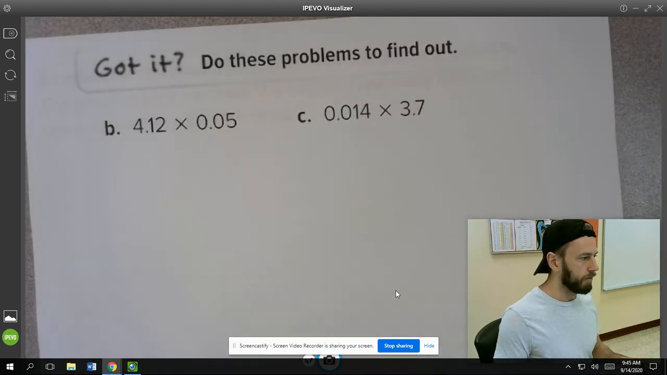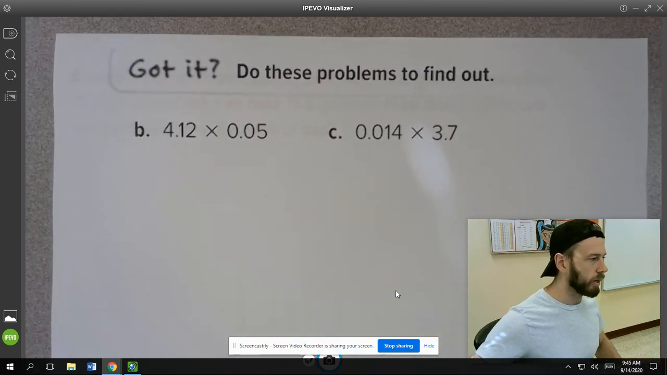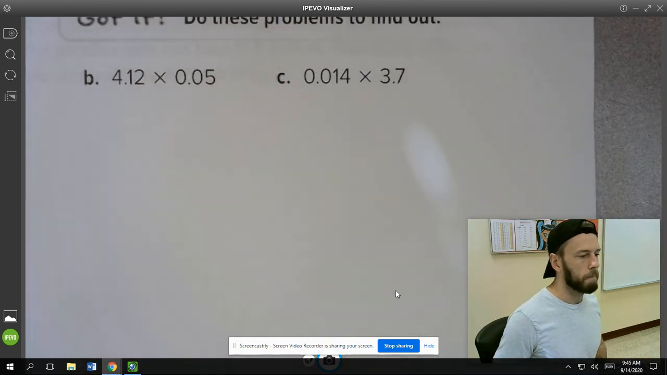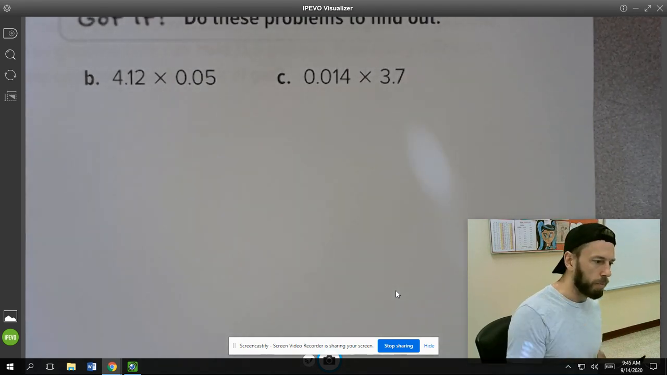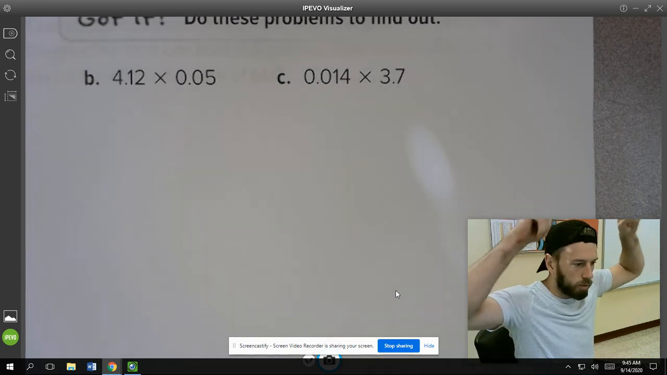Let's go ahead and have you guys try these two really quick. We got 2 problems right here. I'm going to have you pause the video, try them out yourself, see if you got them right. This is a great way to practice. So pause it right now.